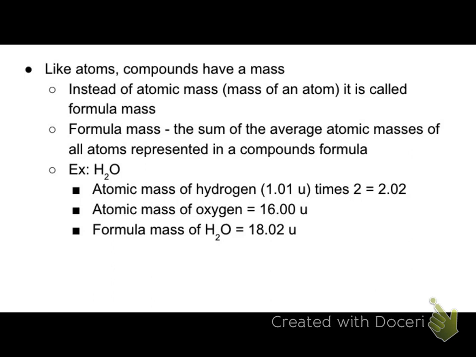You might come up with slightly different values if you rounded your average atomic masses to different numbers, but in our textbook and for the purposes of our problems, we're going to round to 2 decimal places for average atomic mass, so your formula mass should come out to 2 decimal places as well.